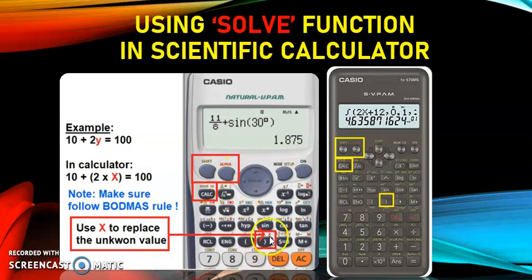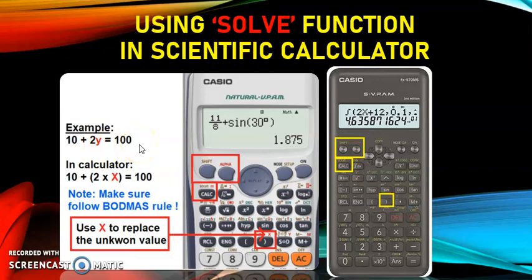And the last button is X here. If you want to press this X, you need to press alpha first. So look at these buttons on the calculator: alpha, shift, solve, and X. Before that, look at an example here. Let's say we have the equation 10 plus 2y equal to 100.